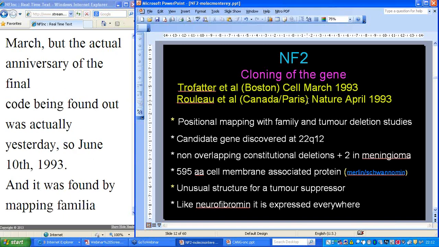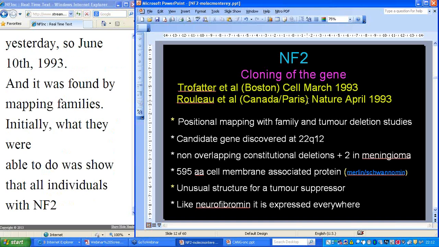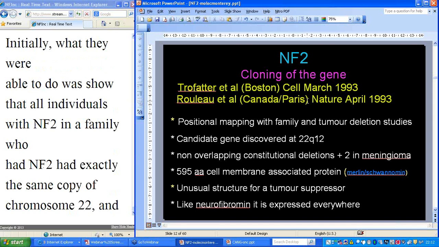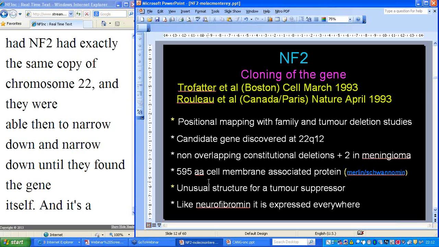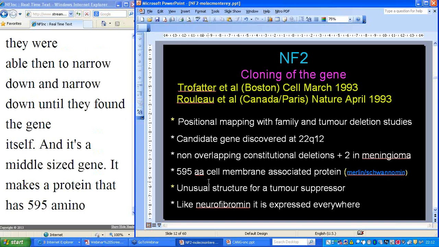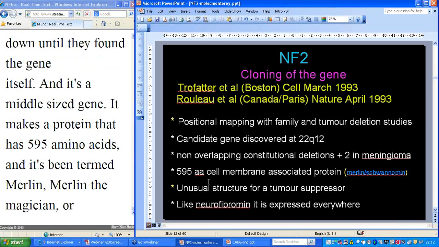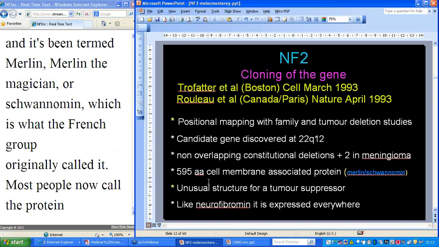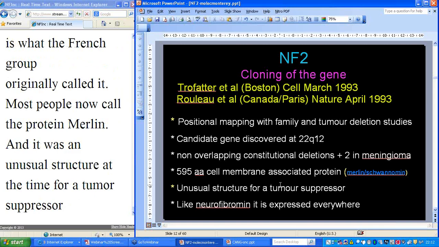Initially, what they were able to do was show that all individuals with NF2 in a family had exactly the same copy of chromosome 22, and they were able then to narrow down until they found the gene itself. And it's a middle-sized gene. It makes a protein that has 595 amino acids, and it's been termed Merlin the magician, or schwannomin, which is what the French group originally called it. Most people now call the protein Merlin. And it was an unusual structure at the time for a tumor suppressor gene, but more and more is being understood about it.